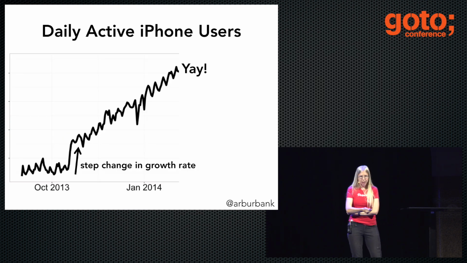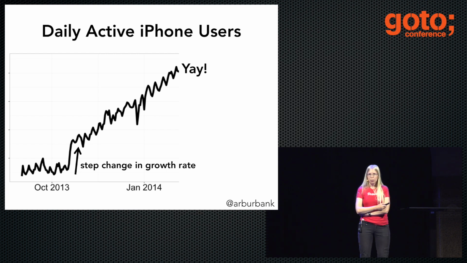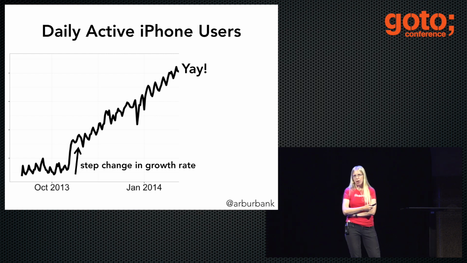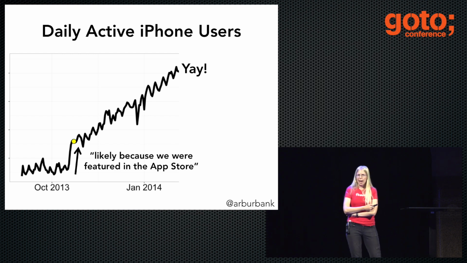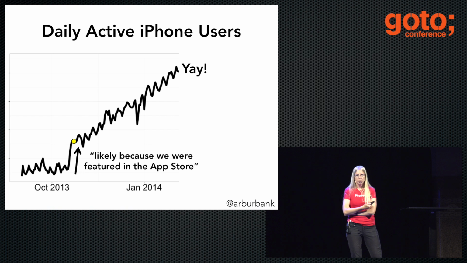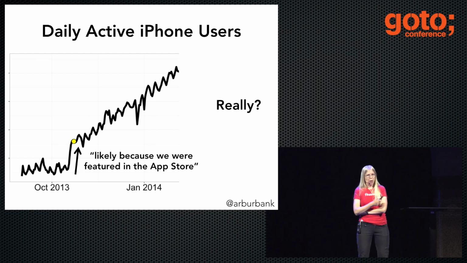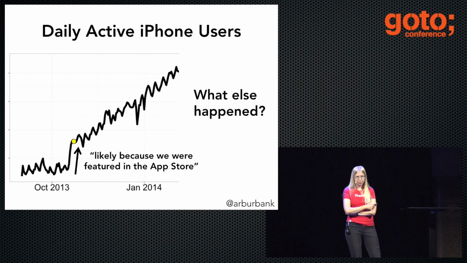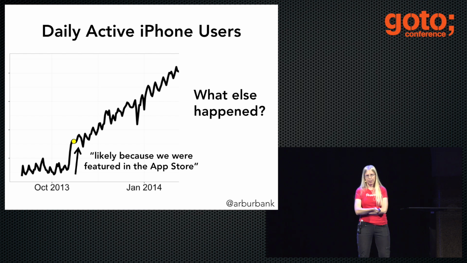Let's do this again. Daily active iPhone users. So fall of 2013, we saw a step change in the growth rate of people visiting on iPhone. Hooray! We wanted to know why and said, well, it's likely because we were featured in the App Store. And indeed, we'd been featured in the App Store by Apple for launching on iOS 7. But how much of that jump would that explain? We started to dig in further. What else might have happened?